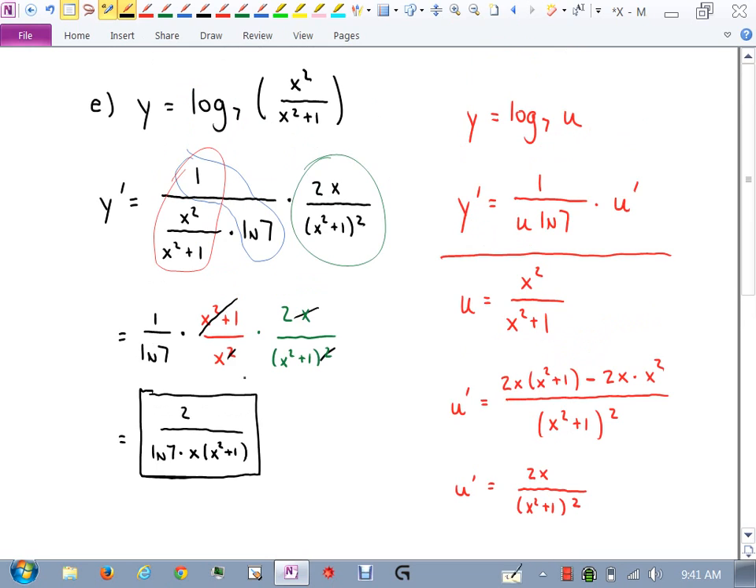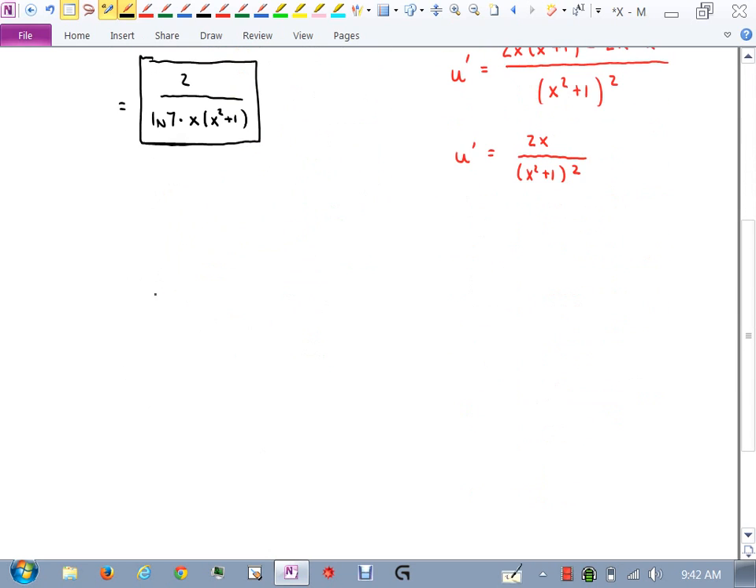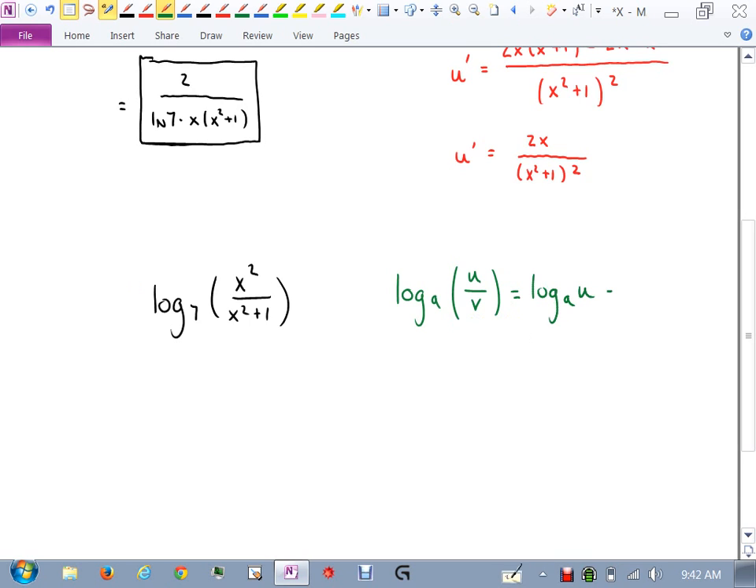Now, this took a little while to do, right? There was a little bit involved. I'd like to show you a slightly different approach to this problem, which would demonstrate a little bit higher level of thought. If I would have approached this log base 7 of x squared over x squared plus 1, and I remembered this property of logs, that if you have something divided by something inside of a log, you can split this into two separate logs with subtraction between the two logs, like this, right?